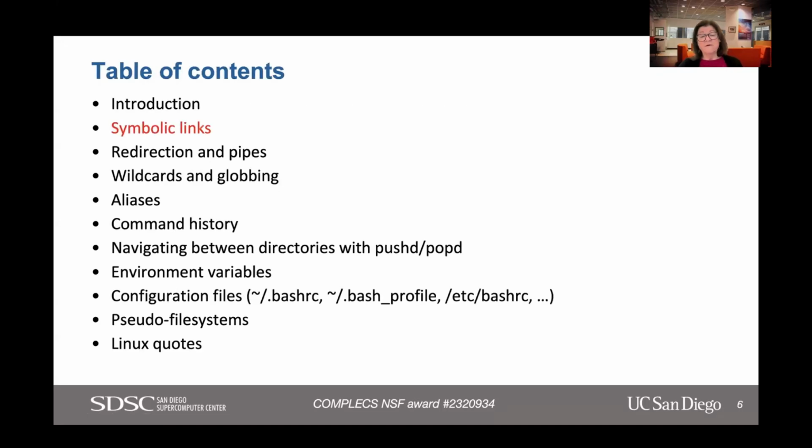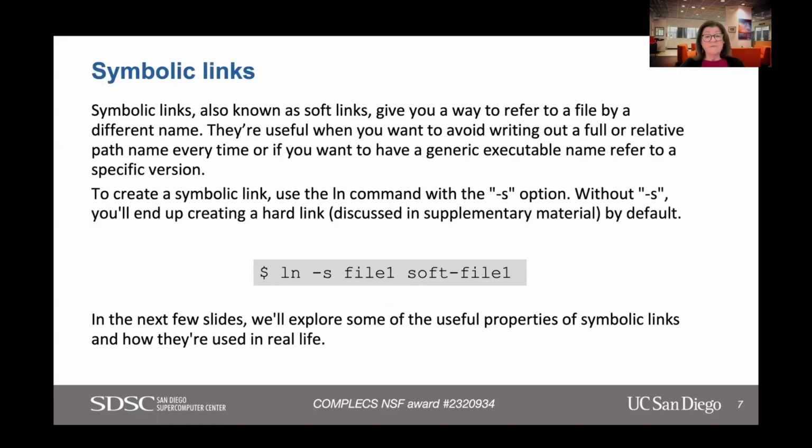So we'll go through several topics: symbolic links, redirection and pipes, wildcards and globbing, aliases, command history, navigating between directories with pushd and popd, environment variables, configuration files. This is what helps you set up the environment you're going to work in. Then pseudo file systems, and quoting in Linux. So let's look at symbolic links.